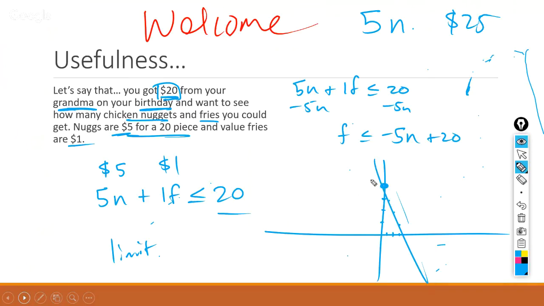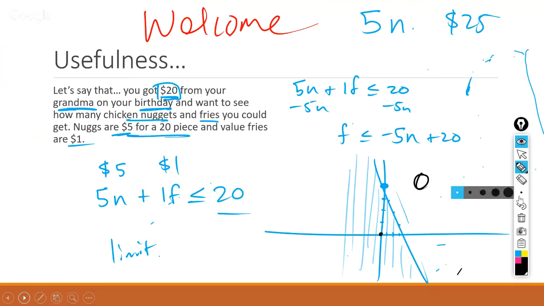Because it's less than, the answer can be a combination of everything below this line. Anything below this line, and the line extends forever, could be an answer. For example, one of the dots right here in the middle, right there, is 0 nuggets and 0 fries. That's $0. That works. That's less than our $20 limit.